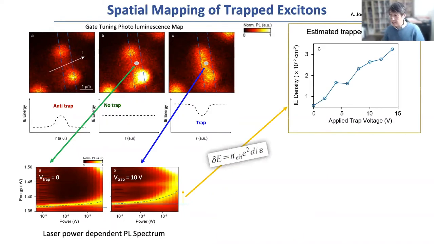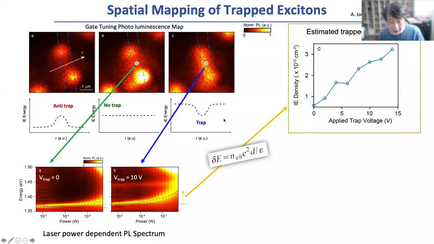You can in fact use this blue shift to map out how the interlayer exciton density changes with the trap voltage as you make the trap deeper and deeper. The trap density starts to increase and shows that indeed we can create this relatively high density. Now look at the density: it is about 10 times larger than what we could achieve before, something in the 10 to the 12 range. That's where you start to get into the more degenerate limit of the excitons that we can create in the system.